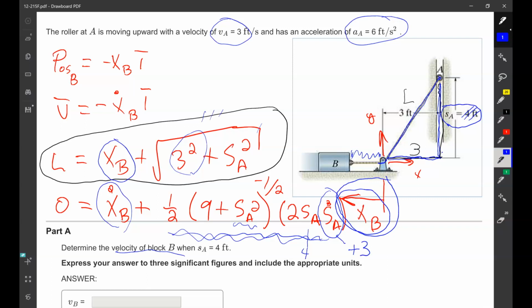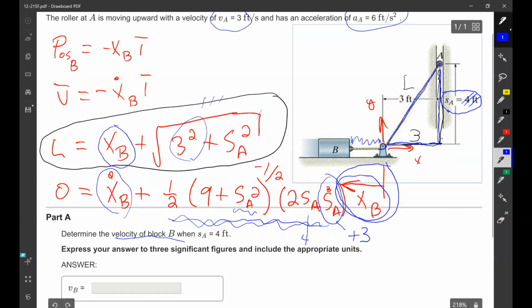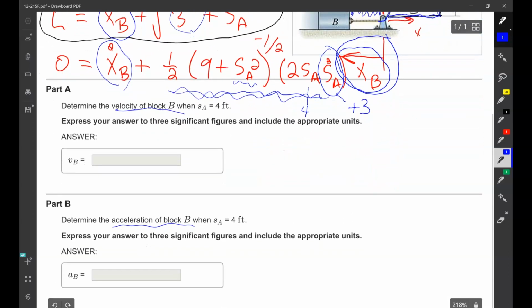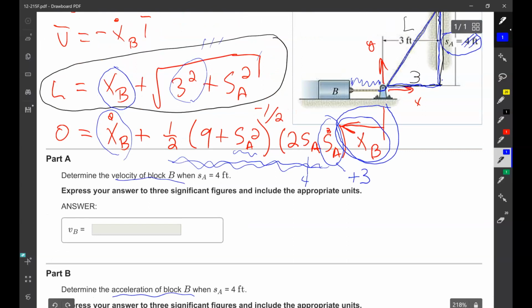A negative number means that XB is getting smaller. XB dot is negative, so XB is getting smaller. If XB is getting smaller, the velocity of B is equal to XB dot to the right, right? To find the acceleration, you need to take the second derivative of this equation, and what you'll find is that you have terms of SA, SA dot, SA double dot, and XB double dot.